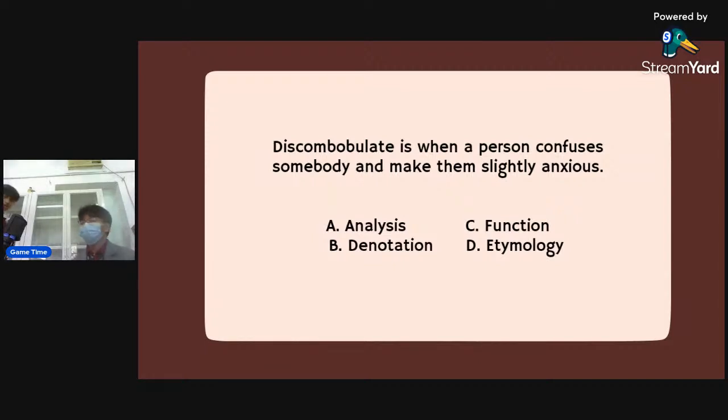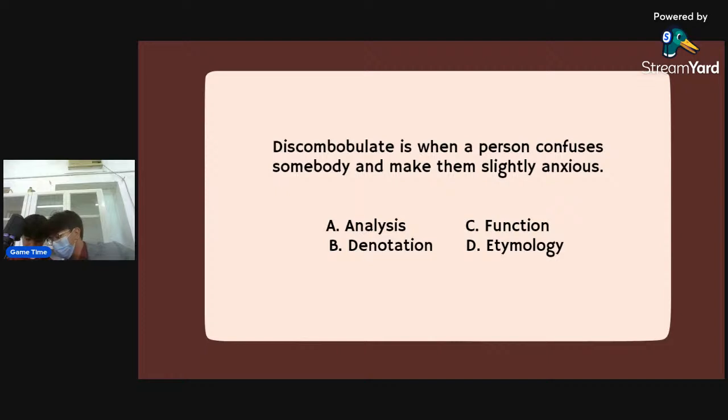Okay, next, Riley. So question. How do you pronounce that? Discombobulate. Is when a person confuses somebody and makes them slightly anxious. What's the answer, guys? Is it A, analysis? Is it B, denotation? Is it C, function? Is it D, etymology? C, function?